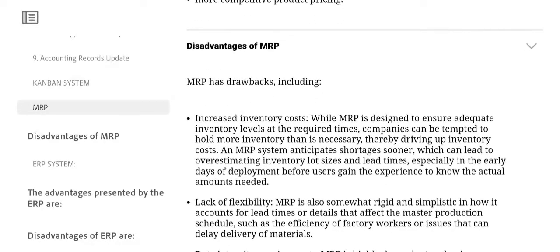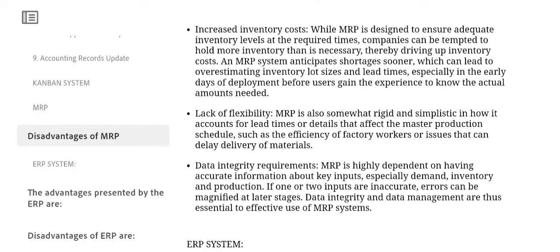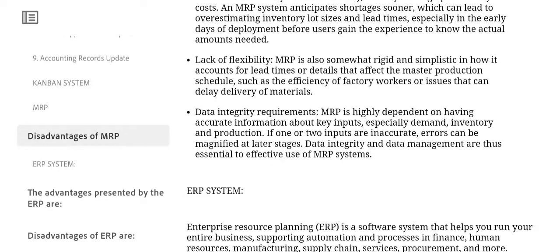Now, what are the drawbacks or disadvantages of this MRP? Increased inventory cost. After that, lack of flexibility. Now in MRP there is less flexibility because you have fewer types of inventory in your hand. Okay, sometimes the inventory is very high but the inventory that you require right now is less, so that is a lack of flexibility. And then data integrity requirement, means what? The MRP is highly dependent upon accurate information. If the information is wrong, you cannot purchase, you cannot manufacture, or you cannot build that thing. So that is the MRP system.